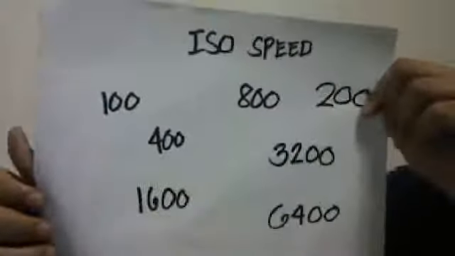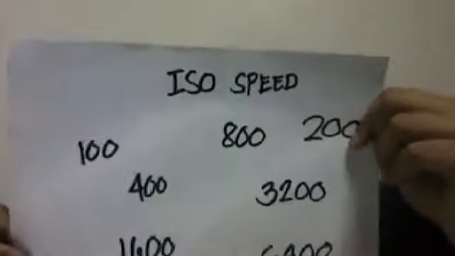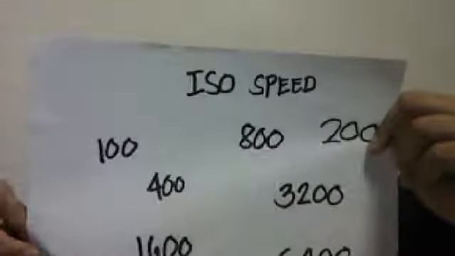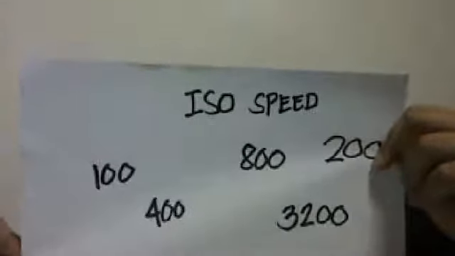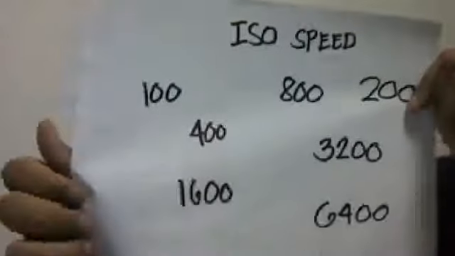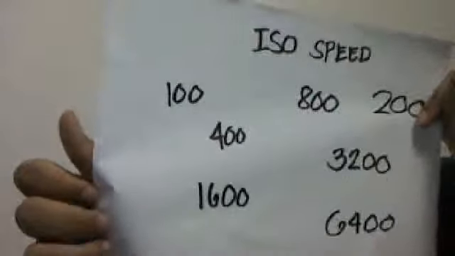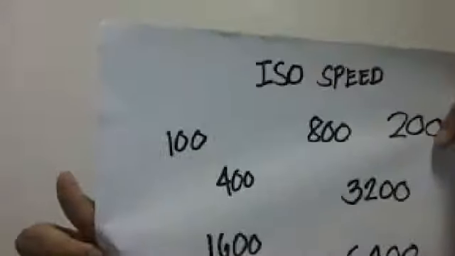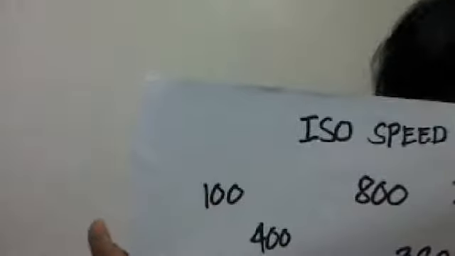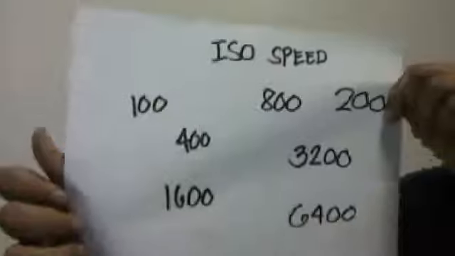ISO speed. It sets light sensitivity relative to the subject. The lower it is, the darker it is. 100 or 200 are the ideal ISO used if we are outdoors.